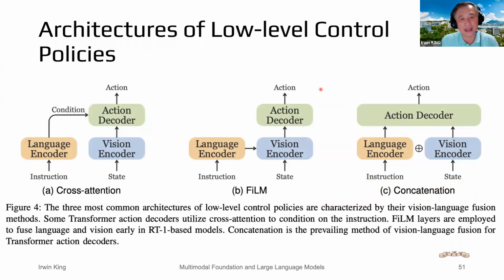And here are some of the different architectures: cross-attention, FiLM, concatenation. It turned out that concatenation is the prevailing method of vision-language fusion for transformer action decoders right now.